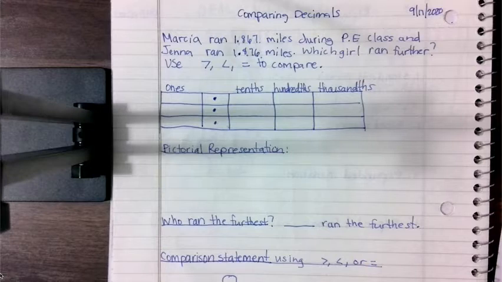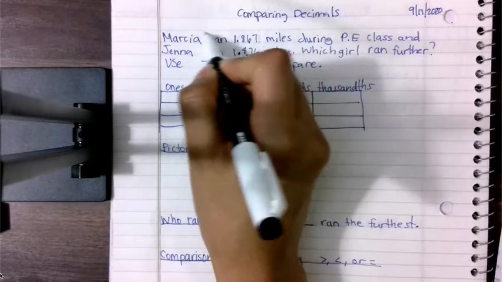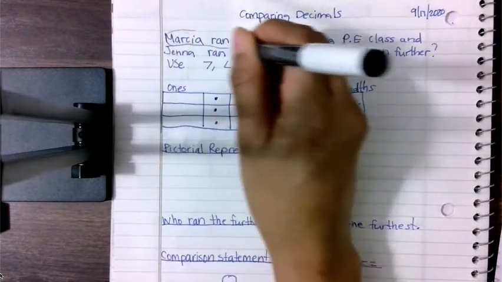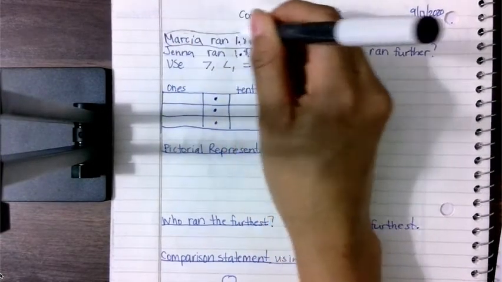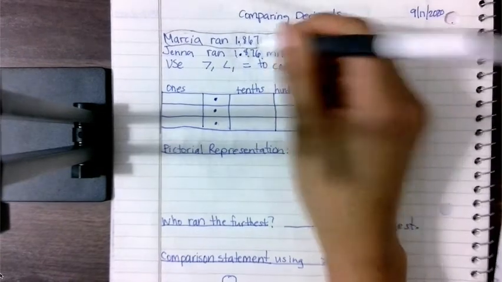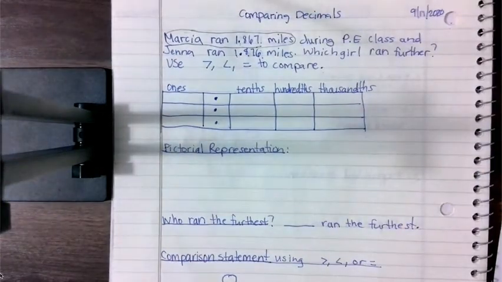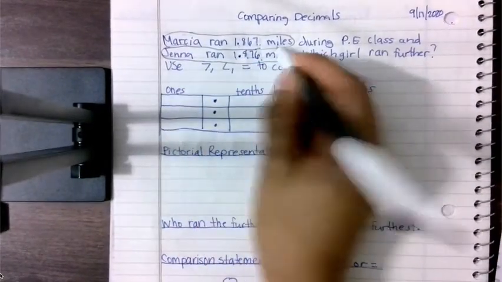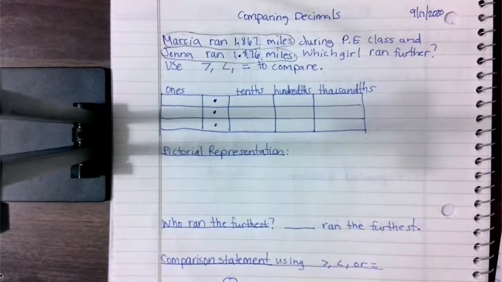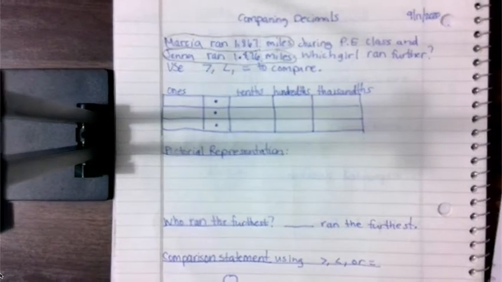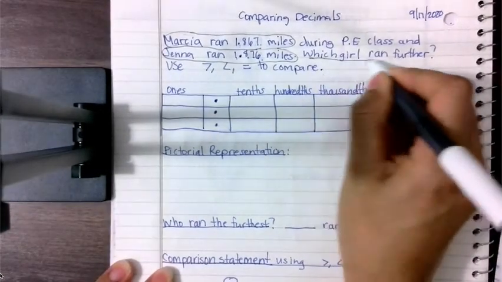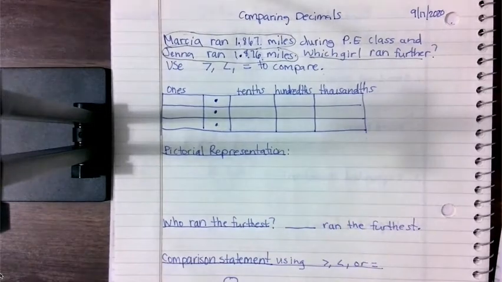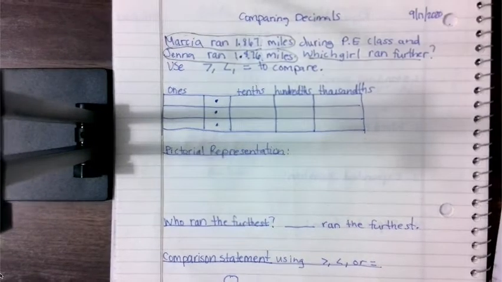So we're going to circle our important information. Marcia ran 1 and 867 thousandths miles, and Jenna ran 1 and 876 thousandths miles. Underline our question, which girl ran further? We want to know which one of the girls, either Marcia or Jenna, ran the furthest.